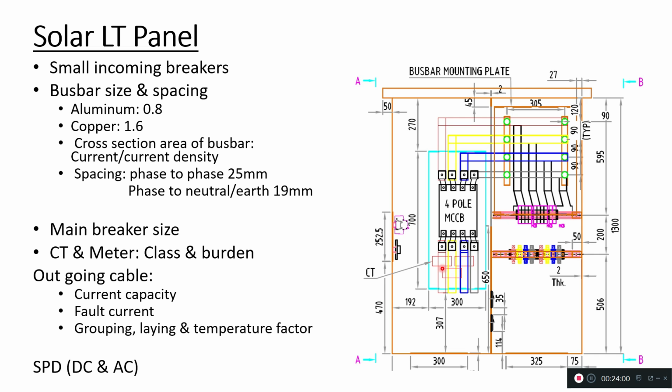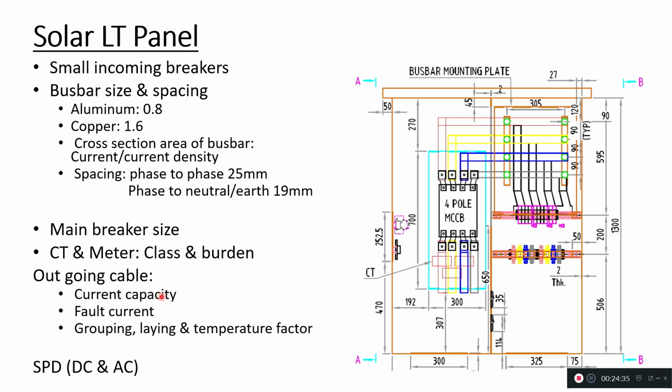So you need to use a good accuracy class CT as well as meter to have good accuracy for measurement. And burden depends basically on how many meters you are taking the reading from. If you are going to connect 2 or 3 meters, then you should select more burden, or the capacity of the CT should be more.